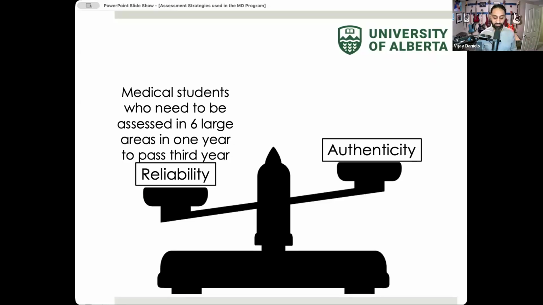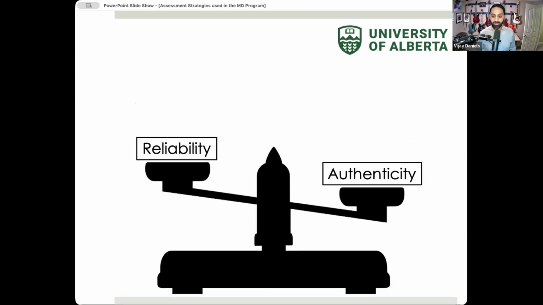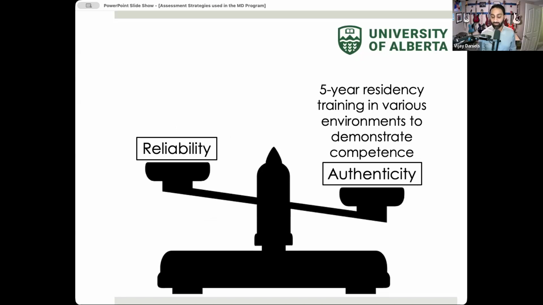Medical students in our third-year clerkship who need to be assessed in 6 large areas in 1 year to pass third year, we do heavily use OSCEs as part of that because we need to have standardizations. As opposed to when you're in a 5-year training program or even 2 years for family medicine, where you have lots of richness of the clinical environment, you have far more time, you get actually a lot of sampling in an authentic environment. So again, it's not that OSCEs are perfect. They have a role. They're picked for a certain reason where you have more time, spend more time on workplace-based assessment because that's actually real life.